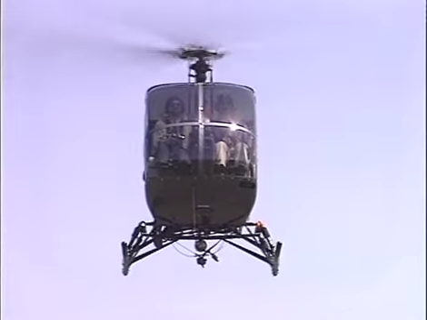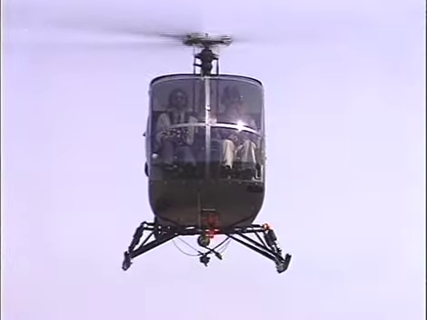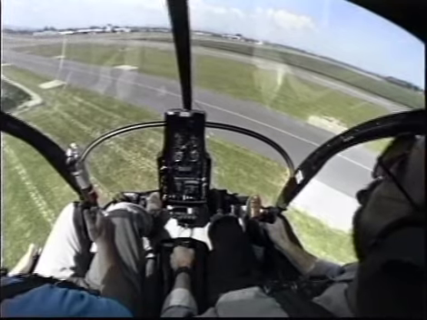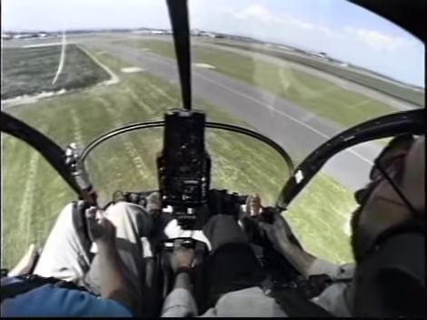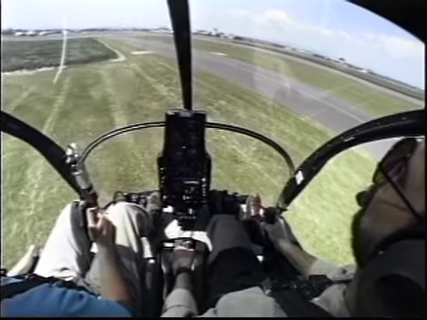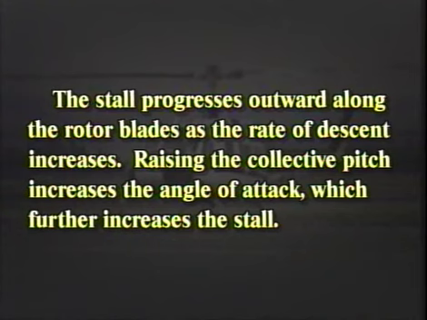The rotor blades are at a high angle of attack and the inboard portions stall, resulting in a movement of air upwards at the rotor hub. The outer portion of the blades continue to accelerate air downwards, causing a recirculation of air to develop within the rotor system. The stall progresses outward along the rotor blades as the rate of descent increases. Raising the collective pitch increases the angle of attack, which further increases the stall. This, of course, further reduces lift, causing the helicopter to descend even faster, just the opposite of what we want.